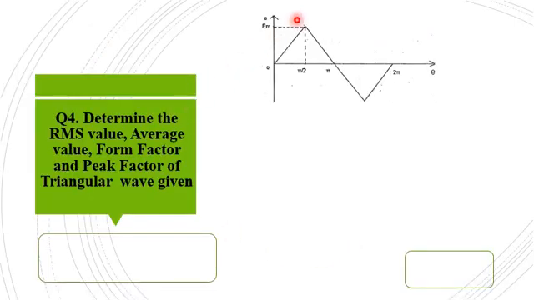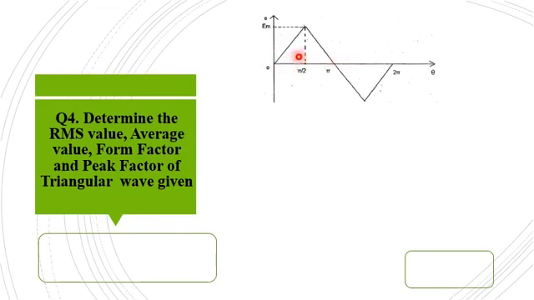Next, take a look at the fourth question. Here we have a triangular waveform. First of all, we can say that the time period of this waveform is 2 pi. Regarding the symmetry, the positive half cycle is symmetrical to the negative half cycle. As well, if you take the positive half cycle alone, the region 0 to pi by 2 is symmetric to pi by 2 to pi.